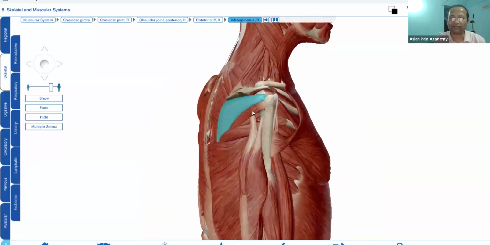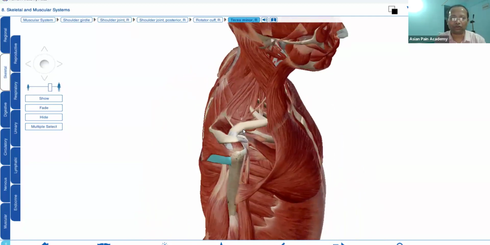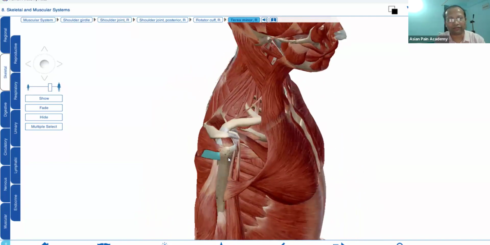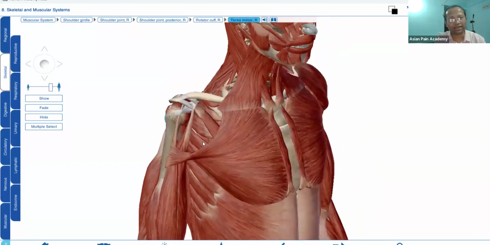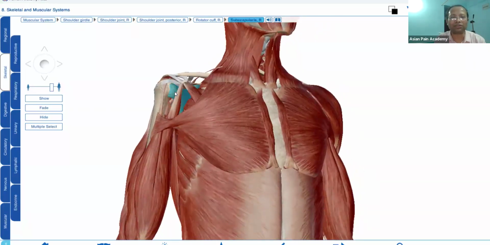Then the third rotator cuff muscle is the teres minor muscle. Okay, this is also another rotator cuff muscle. So three we have understood. Where is the fourth muscle then? So you can see clearly, the fourth muscle is this one. This is called subscapularis.